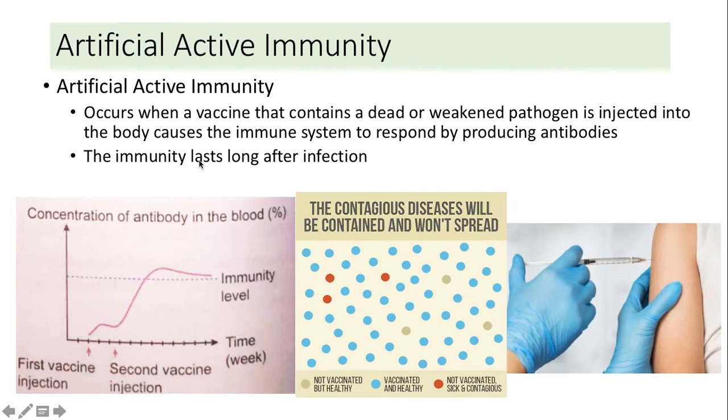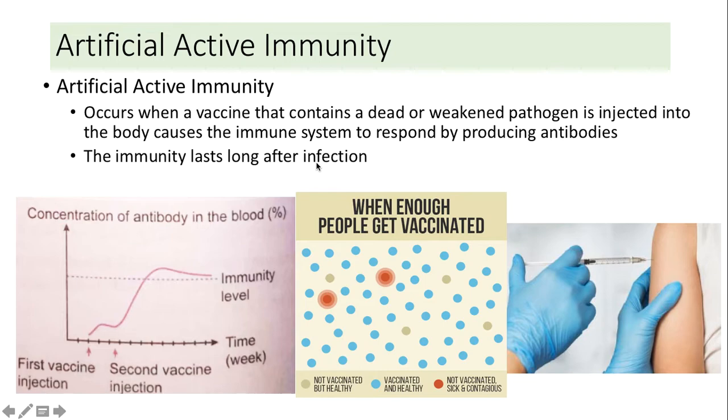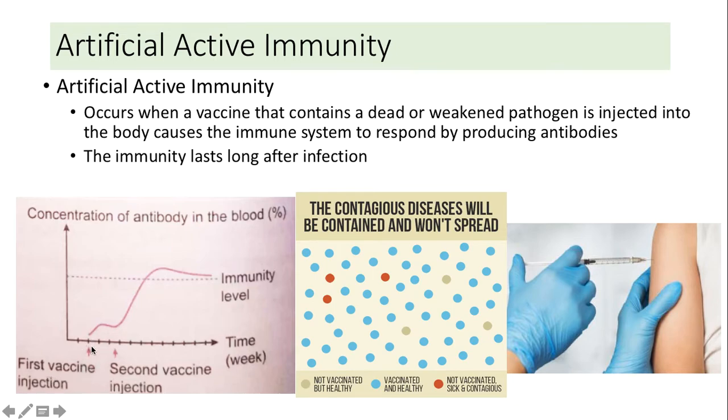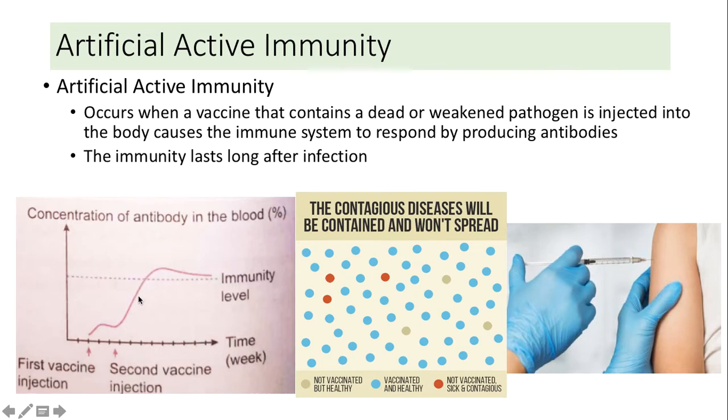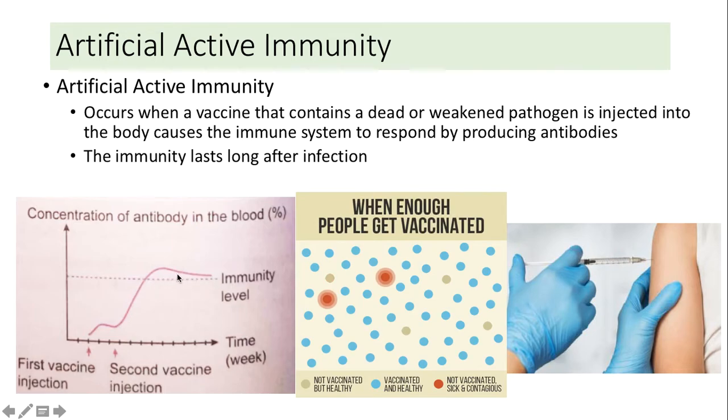Alright, so this kind of immunity lasts very long after infection. Okay, that's why whenever you get the vaccine, you won't get the infection in the lifetime. So let's look on the graph. You see here, after the first vaccine injection, the antibody will increase a bit, but then you need the booster. Okay, second vaccine injection will help dramatically increase the concentration of antibody, so enrich the immunity level. So after this, kamu takkan dapat dalam infection tu, your body will be safe.